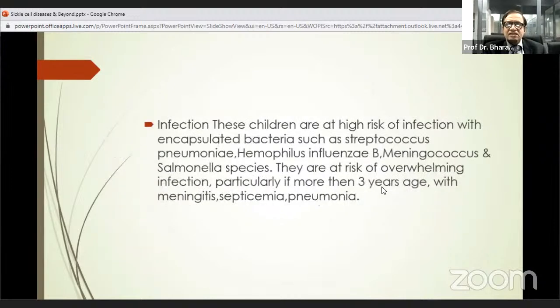Infection. These children are at high risk of infection from encapsulated bacteria such as Streptococcus pneumoniae, H. influenzae type b, meningococci, and Salmonella species. And they are at risk of overwhelming infection, particularly if more than 3 years of age, with meningitis, septicemia, and pneumonia.